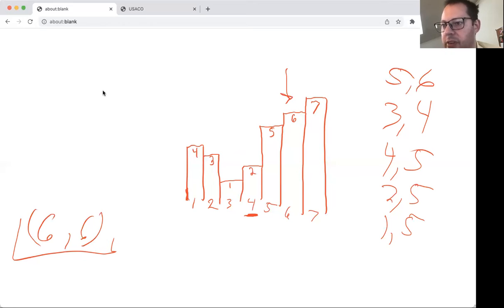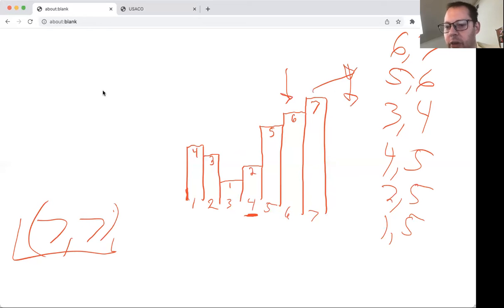Then 7, 7. So that's going to be my 6, 7 pair. 6, 6 will come out of the stack. 7, 7 goes into the stack. And then we've reached the very end, which means 7, 7 couldn't find anyone to the right that was taller to throw to, which makes sense, obviously. 7, 7's on the edge and is also the tallest cow.